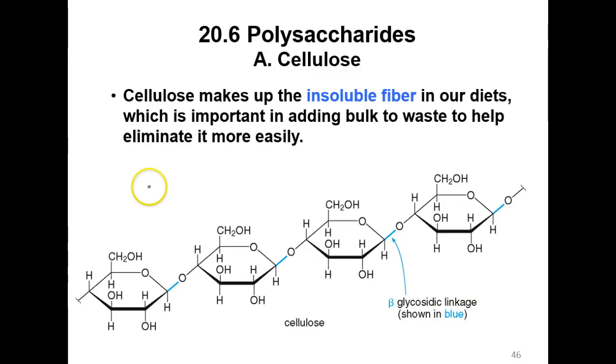All right, so this is the structure. That's why when they say eat your fruits and vegetables because of the fiber, this is what they're talking about. They're talking about cellulose. This is what is considered our insoluble fiber, because we just cannot break down any of these bonds.